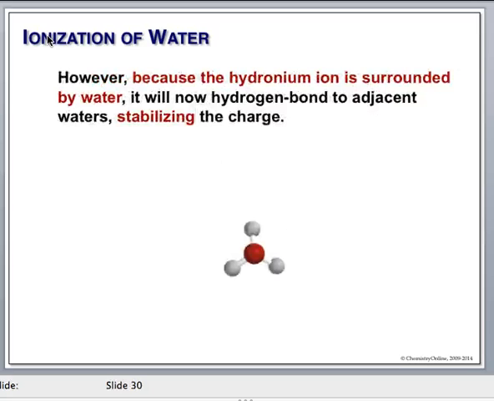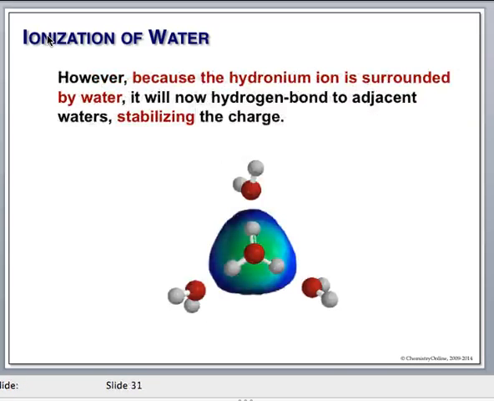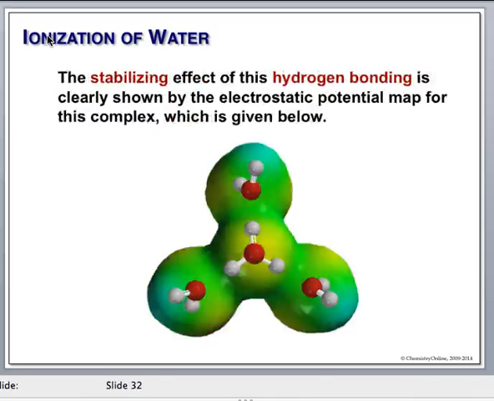I'm going to take this just like we did with the sodium cation, and I'm going to place this in the middle of 3 water molecules. Now remember, this is hydronium, and it looks like that. When I do the calculation for all 4 of these molecules, hydronium and 3 waters, the electrostatic potential map looks something like this.